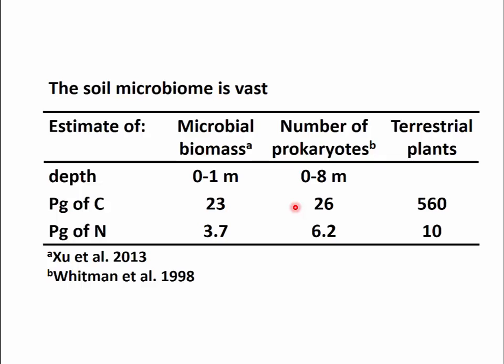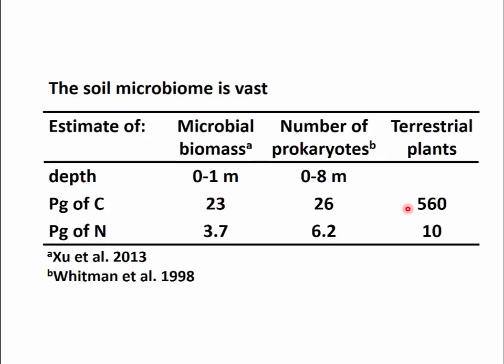A number of years ago with Dave Coleman, we estimated the number of bacterial cells by counting in the top 8 meters, and we got about the same amount of carbon. So the numbers are a little bit different, but they're close enough. And if you compare them to terrestrial plants at about 560 petagrams of carbon, the amount of carbon is much less than in plants, but for plant carbon, it's a little misleading because most of that's structural carbon or wood.